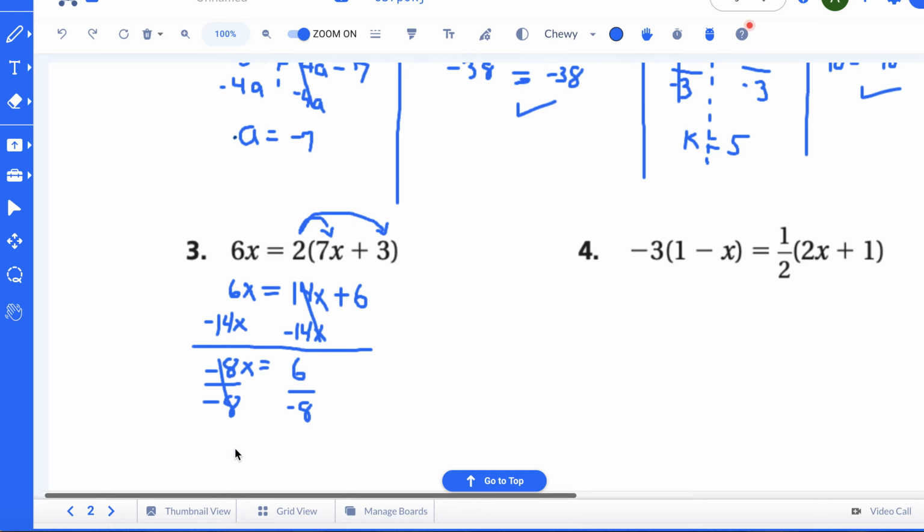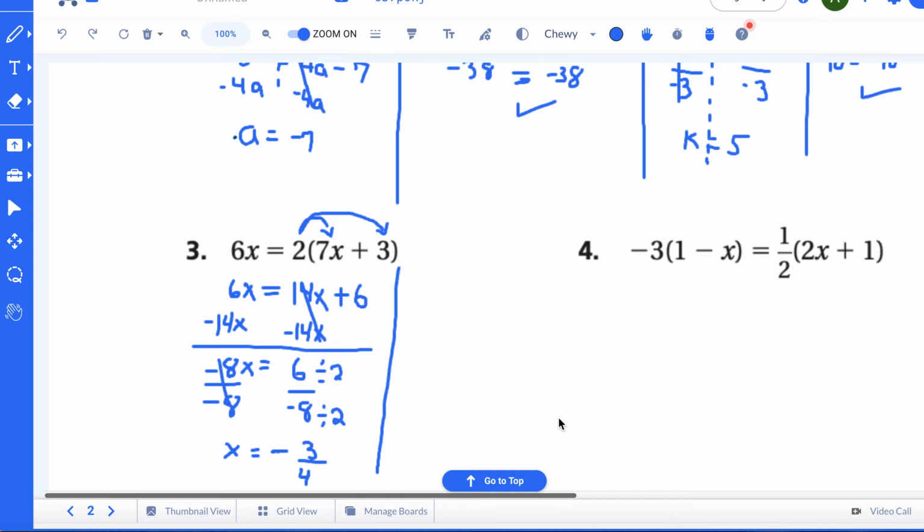This is 1x, so negative 8 divided by negative 8 is positive 1x, equals, and 6 divided by negative 8 is going to give you a decimal, so the best bet is for you to just simplify this fraction. It's going to be a negative fraction because I have a positive divided by a negative, and now you can divide by 2. When you divide by 2, remember you're dividing both numerator and denominator. 6 divided by 2 is 3, and 8 divided by 2 is 4. So my answer is negative 3/4.